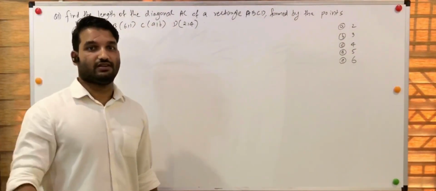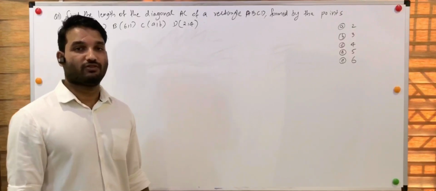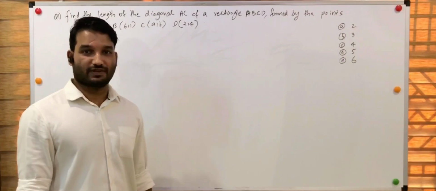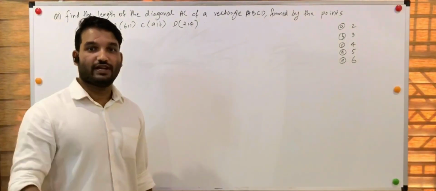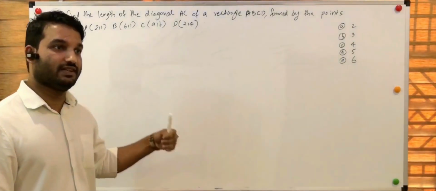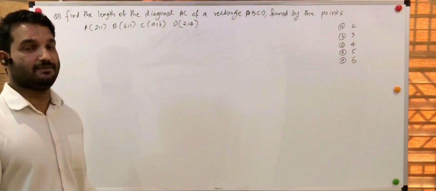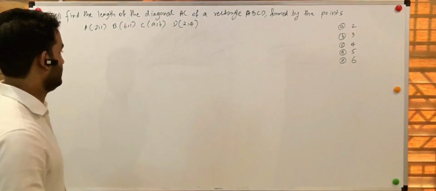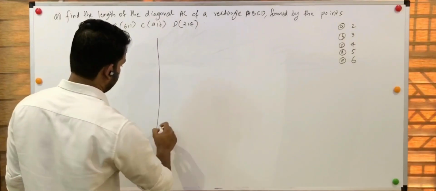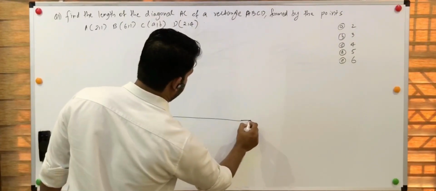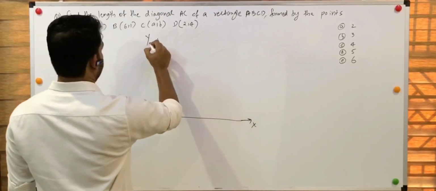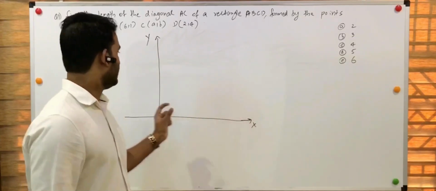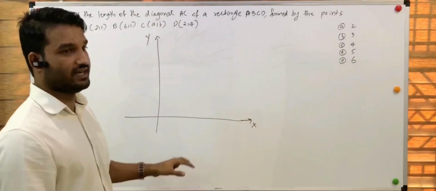Before we start any problem from coordinate geometry, you should keep in mind that the first thing we need to do is make a rough sketch for the question. Then you get a better understanding of the question, and the problem solving will be very, very easy. Okay, now I am going to make a rough sketch. This is the x axis and y axis. This is the coordinate plane, the xy plane.